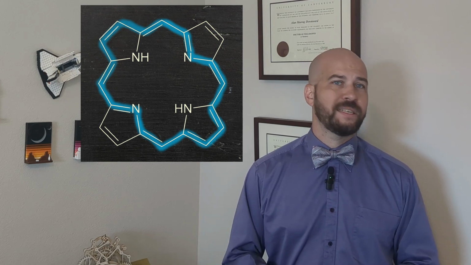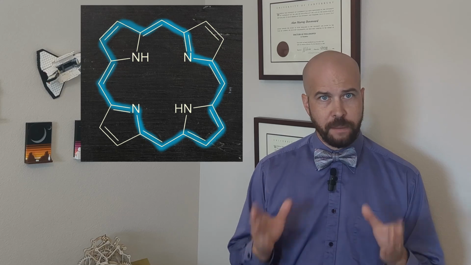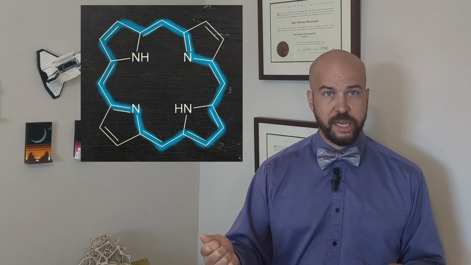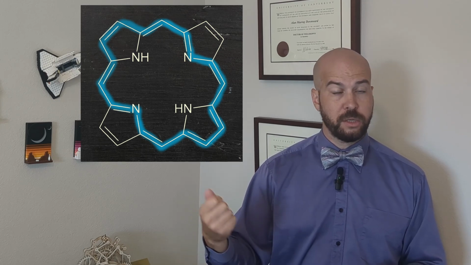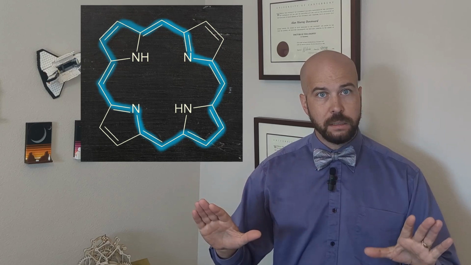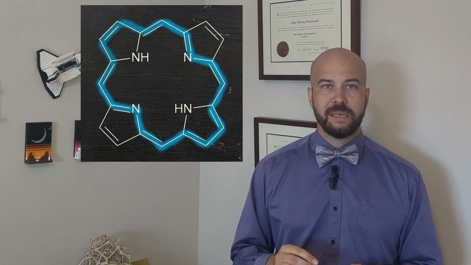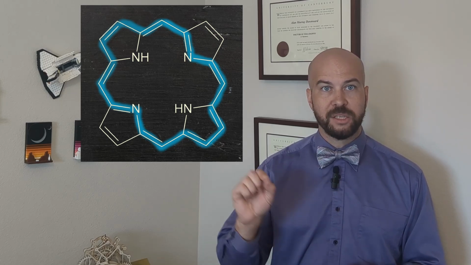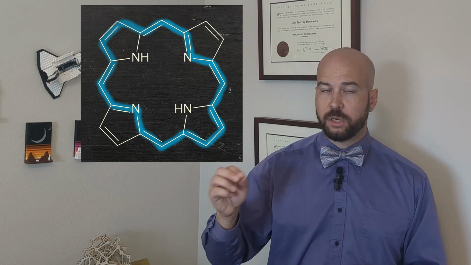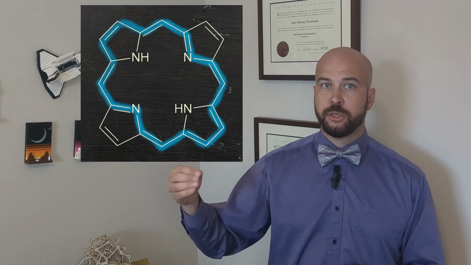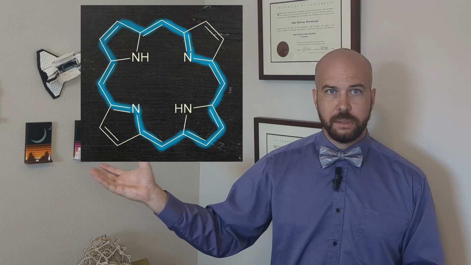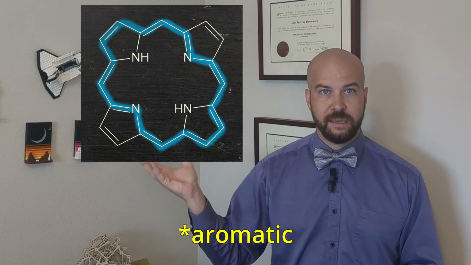The rules for aromaticity say that for something to be aromatic, it must have conjugation, so alternating double and single bonds. It must be planar, it must be flat, and it must have 4n plus 2 electrons. If n is 4, 4 times 4 is 16, plus 2, 18 electrons. This is a conjugated pi system.